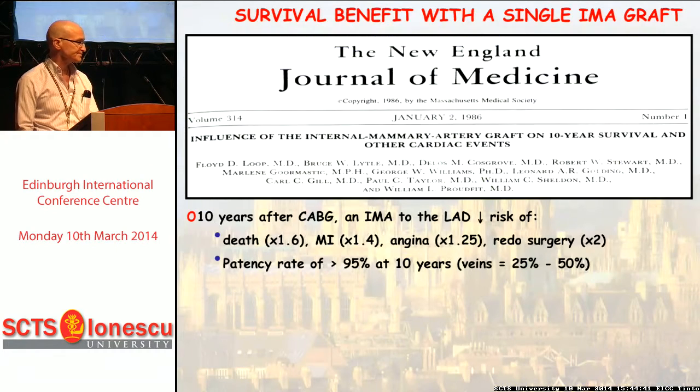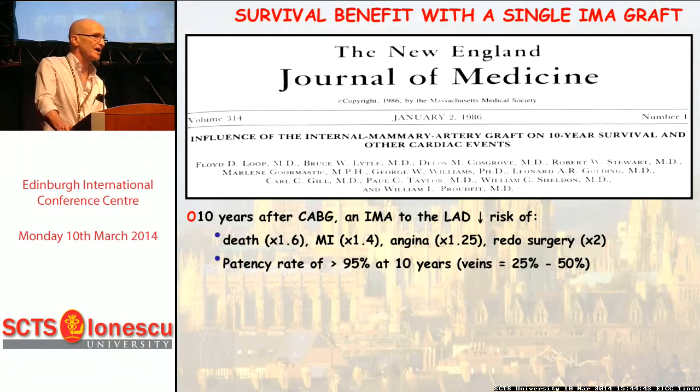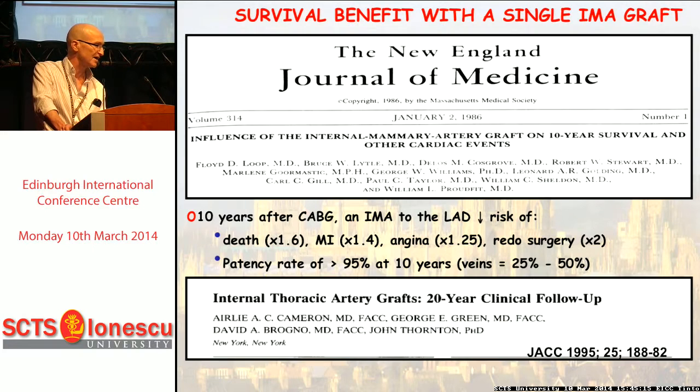Now, the story of arterial grafting for CABG began really with a landmark paper almost 3 decades ago, published in the New England Journal of Medicine by the Cleveland Clinic Group. They showed that 10 years after CABG, if you put an IMA to the LAD, you significantly reduce the risk of death, MI, recurrent angina, and the need for redo surgery. They attributed this to the fact that with an IMA, the patency rates were in excess of 95% at 10 years versus 25 to 50% for vein grafts.